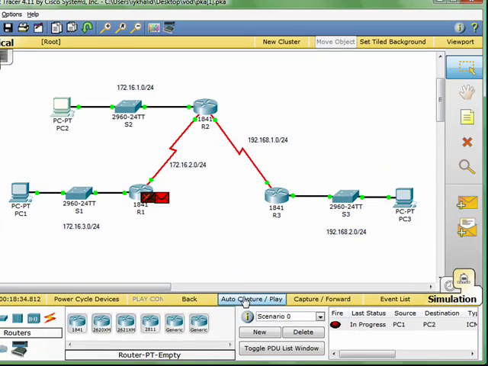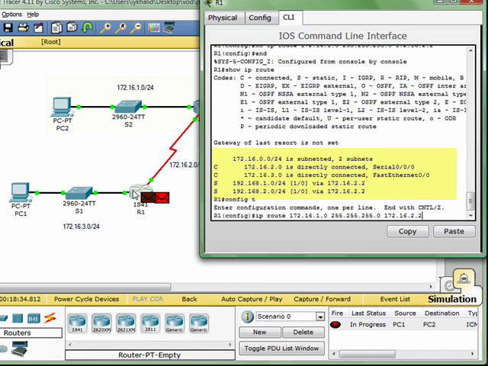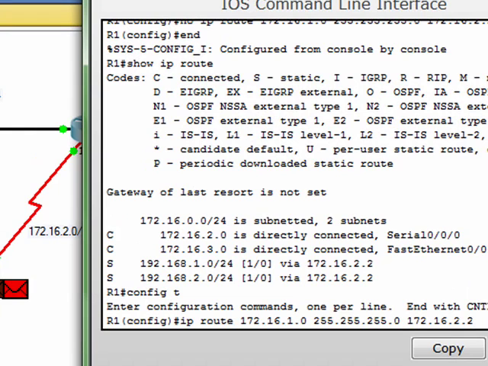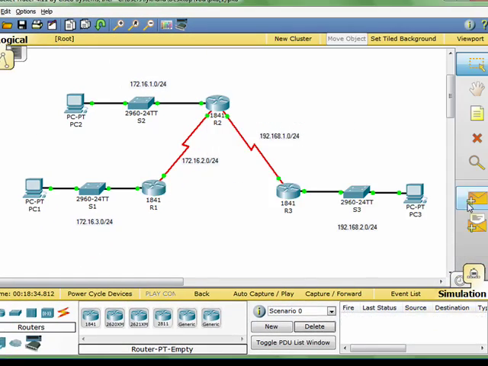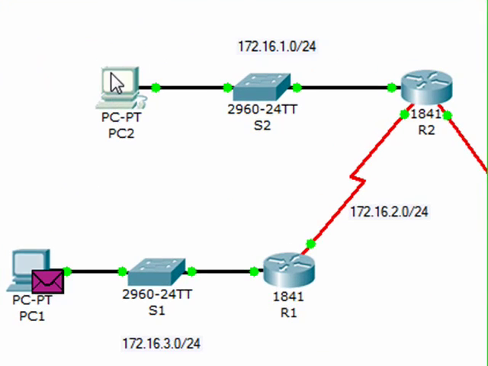So let's take a look at the routing table in Router 1, and what we see is the route to the destination network is missing. However, a network engineer can use static routing to tell the router that to reach this specific network with this specific subnet mask, the packet needs to go to this router interface. So let's try sending that packet again from PC1 to PC2.